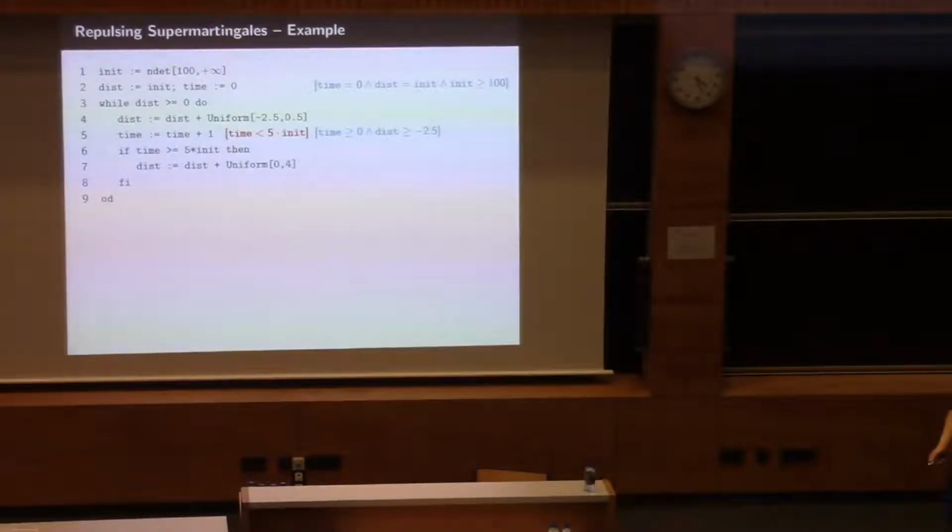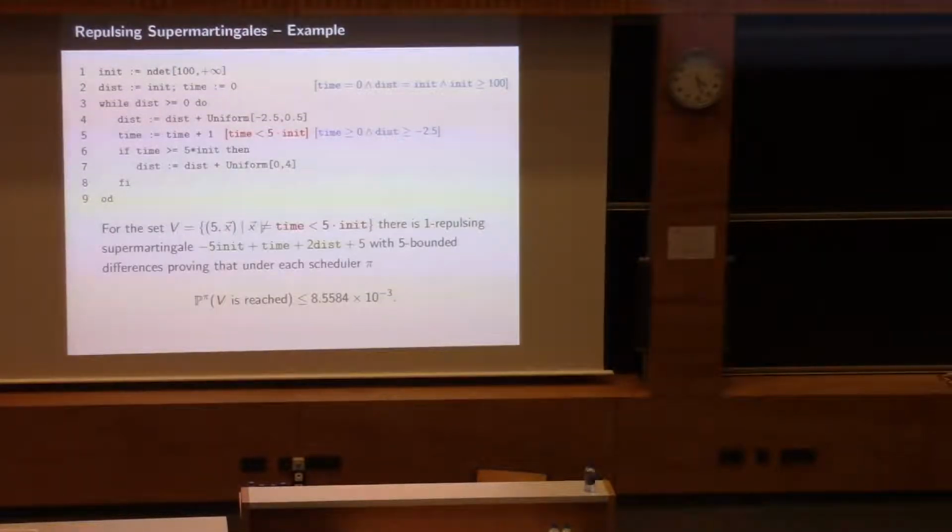So let's again illustrate this on our running example. We have the same program with the same stochastic invariant, and some program invariants. These are really very simple ones. If we denote by V the set of states that violate this assertion, then for this set we have a repulsing supermartingale, which looks as follows, again inside the loop, which has differences bounded by 5. So in each step it changes by at most 5, and it decreases by 1 in every step. We can briefly check some of the properties that are required of this repulsing supermartingale.